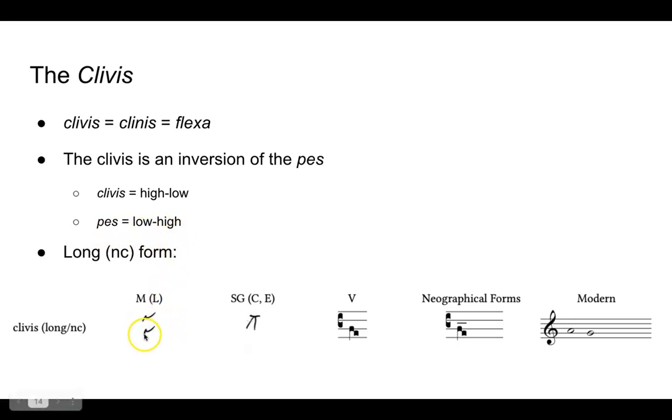It looks like this in the Messine neumes. It's composed of two uncinus or tractulus. So this would be read as high, low. Notice again, we have a discrepancy between the Vatican edition and the neographical forms. And this is because the neographical forms specify rhythmic markings, and here we have the long form.